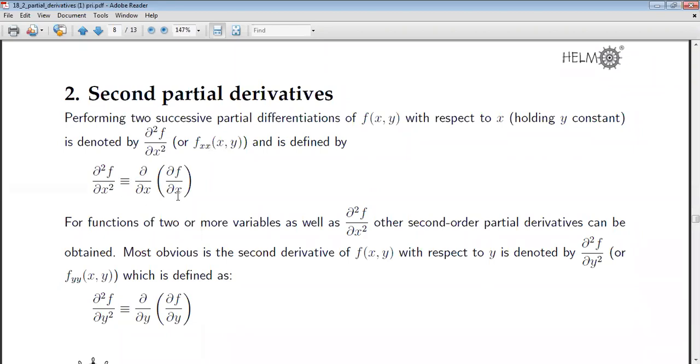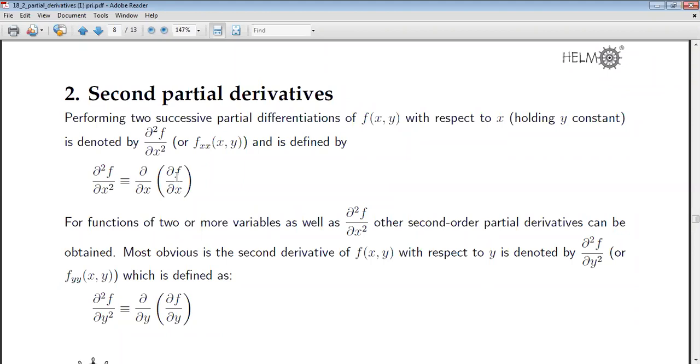So what do you mean by the second order partial derivative with respect to x? It simply means that for finding del square f del x square, first you have to find del f del x, keeping y as constant. After finding del f del x, take the partial derivative of that function with respect to x. Suppose f equals x square plus 2xy. So what is del f del x? Del f del x is 2x plus 2y.